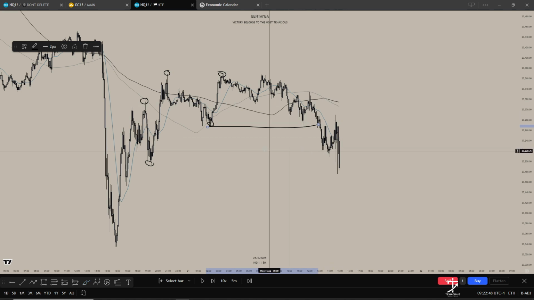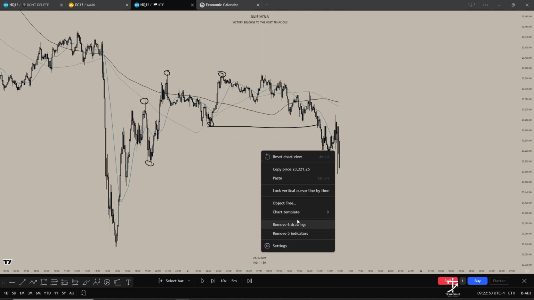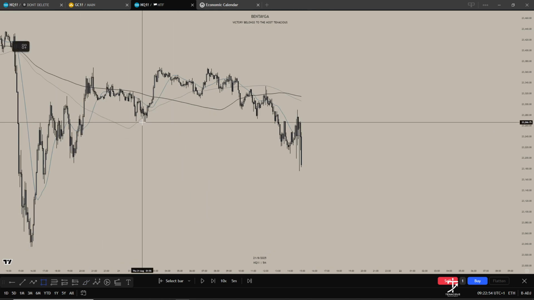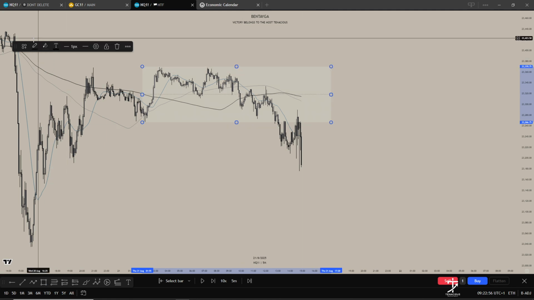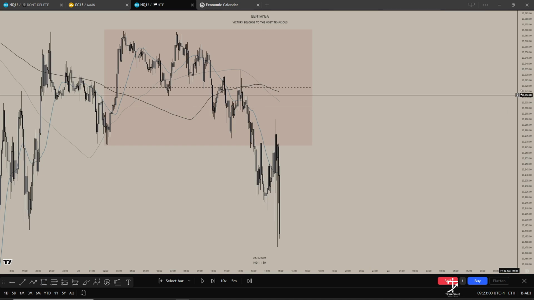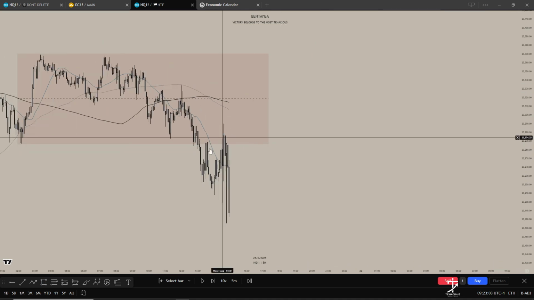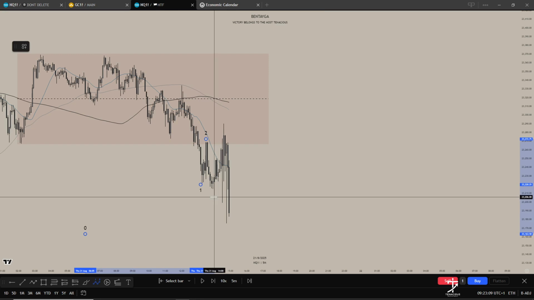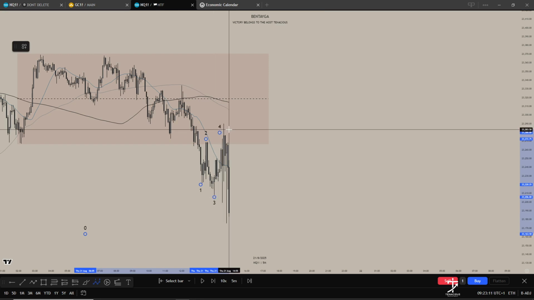So if I just remove that, now we can trade from this zone here and start looking for shorts to take us down. And depending on if you are aggressive or not, you could have had this as your 1, this as your 2, this as your 3, this as your 4, and then your 5.